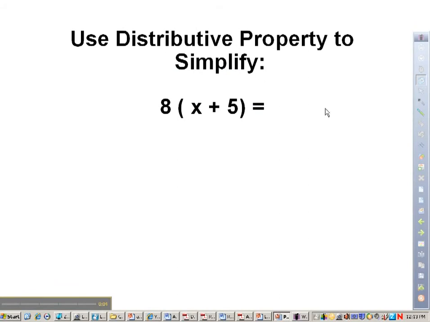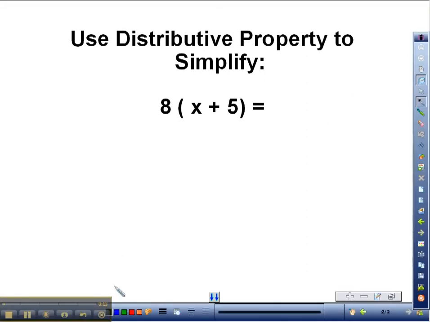Okay, this is the second part of your video on distributive property. Let's keep going. It says you just use distributive property to simplify. All right, let me grab a pen here. I'm going to use distributive property.